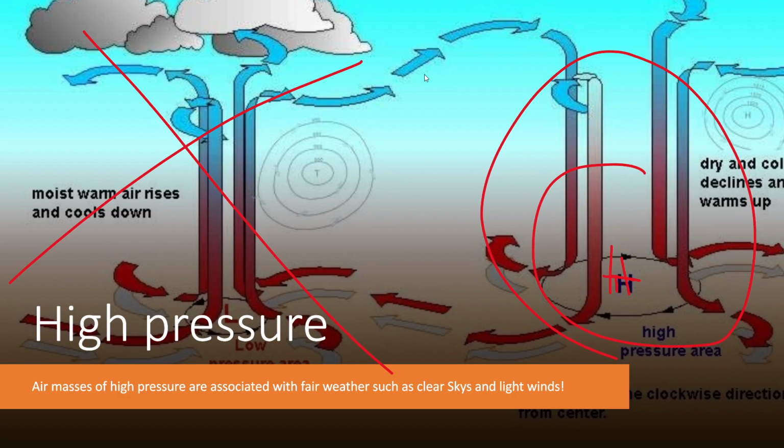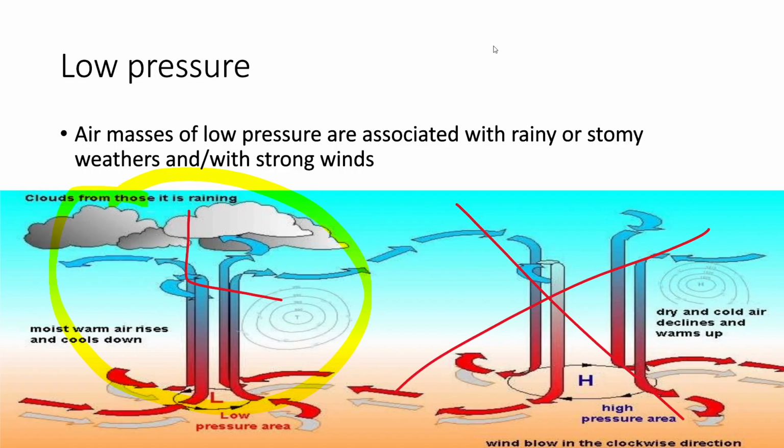Let's talk about high pressure. Air masses of high pressure are associated with fair weather such as clear skies and light wind. Here is the high pressure. The high pressure gives fair weather. Low pressure: air masses of low pressure are associated with rainy, stormy weather and with strong winds. So the low pressure goes into the clouds, but the high pressure comes down into the ground.